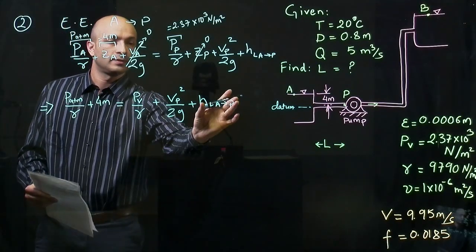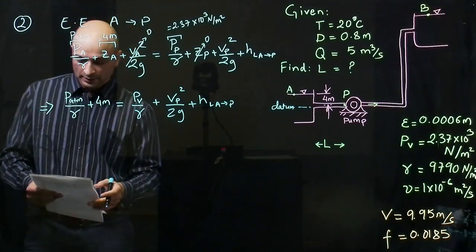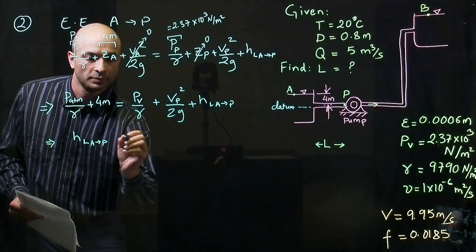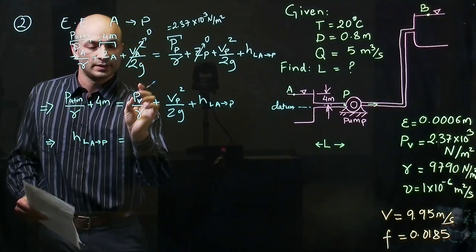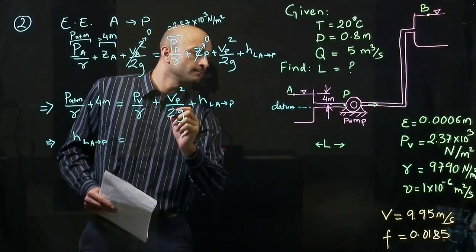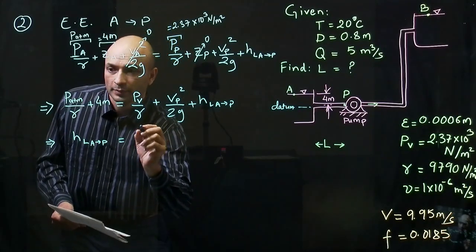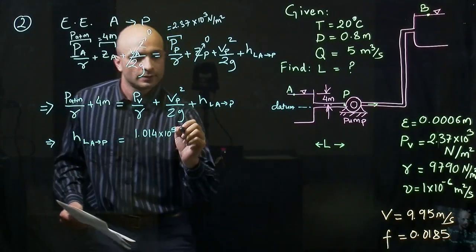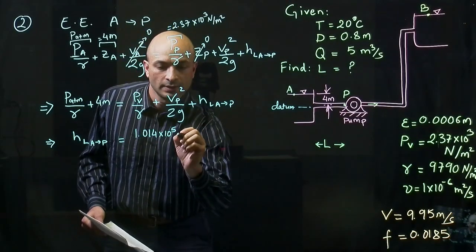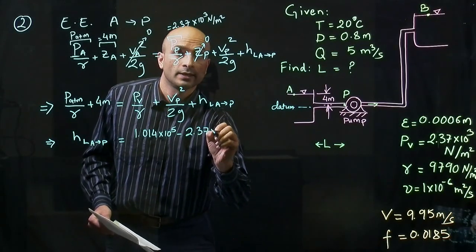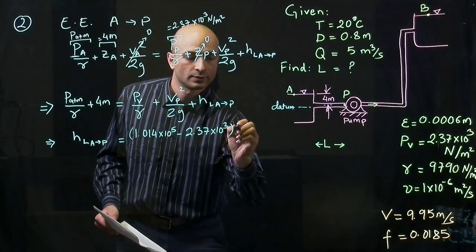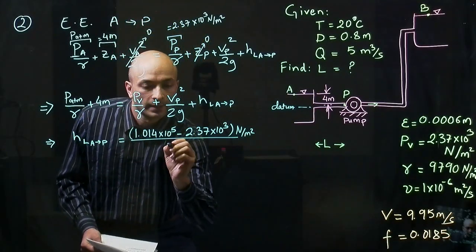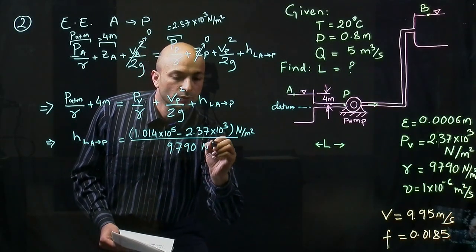You can bring the head loss on your left hand side, everything else on the right hand side. Head loss going from point A to point P equals, you can combine these two. So P atmospheric is 1.014 into 10 to the power 5 Newton per meter squared. PV is 2.37 into 10 to the power 3 Newton per meter squared, over gamma. Gamma is 9790 Newton per meter cube.